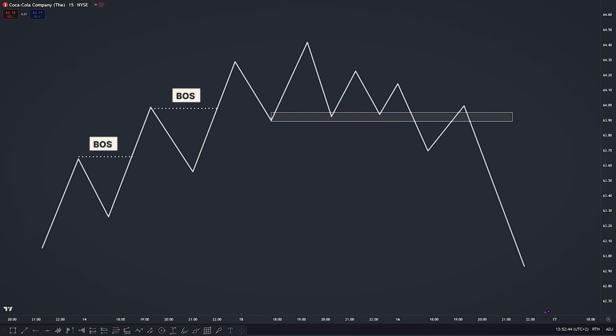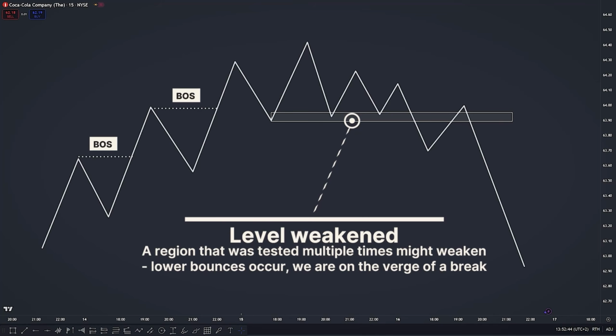Support and resistance can morph as price moves. A region that was tested multiple times might weaken, or it might accumulate more orders. You can watch if each subsequent retest sees smaller or bigger bounces. If bigger bounces occur, that suggests increased demand or supply stepping in. If it starts to flatten, perhaps you are on the verge of a break.